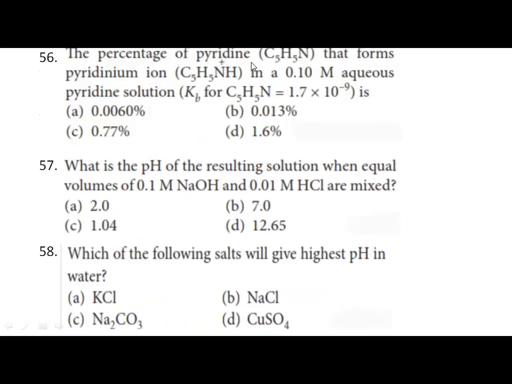The percentage of pyridine C5H5N that forms pyridinium ion C5H5NH plus in a 0.1 molar aqueous pyridine solution, given Kb for C5H5N is 1.7 into 10 raised to minus 9, is? Okay. Let us solve it out and see. So pyridine and pyridinium ion it is forming. How will it form pyridinium ion? I'll just show you. Pyridine is C5H5N. And how much molarity is taken? 0.10 molarity is taken.